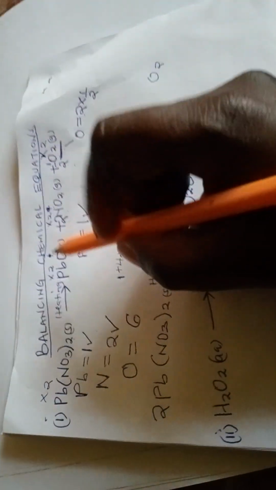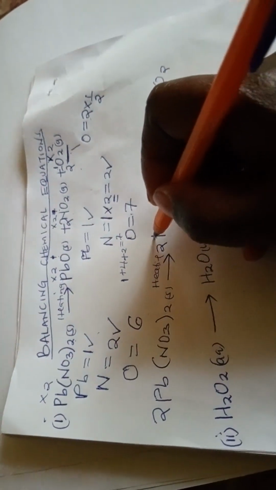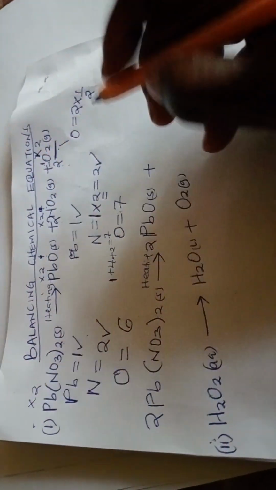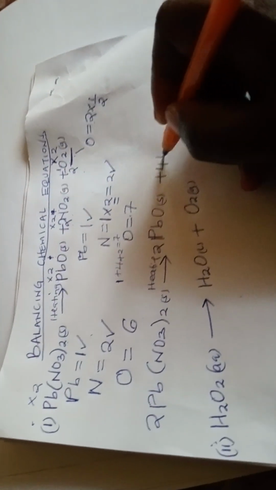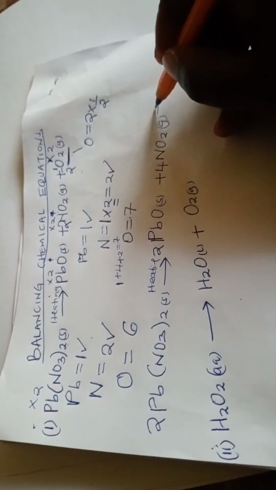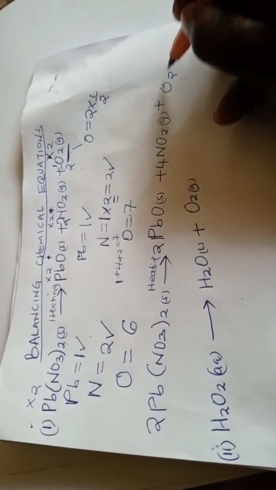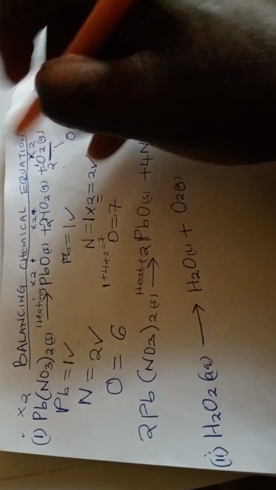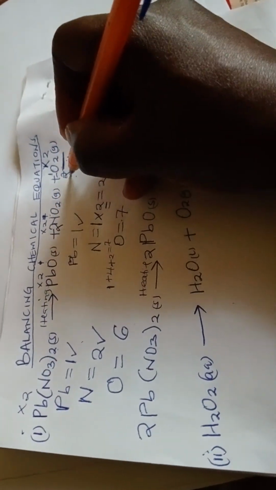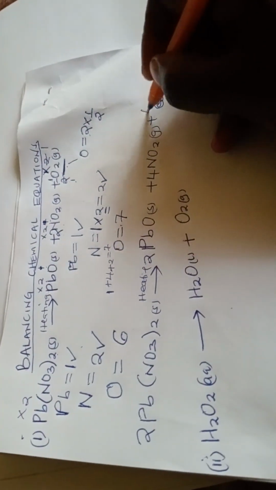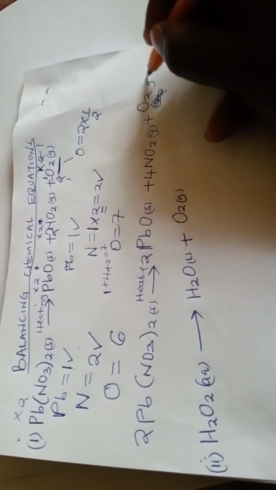So hapa kuna 2 ingine ndio hii, so lead 2 oxide solid plus 2 times 2 4 NO2 gas. Alafu sasa hapa hii tutaicancel, tutasema sasa hapa by 2 by 2 itabaki sasa plus O2 gas.